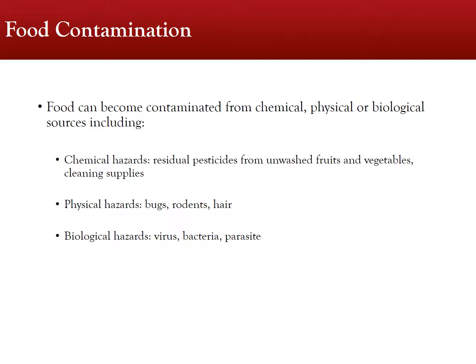Food can become contaminated by chemical, physical, or biological agents. Chemical hazards include residual pesticides on unwashed fruits or vegetables, and cleaning supplies. Physical hazards include anything that gets into food and contaminates it, such as bugs, rodents, or hair. Biological hazards include viruses, bacteria, and parasites. We will now discuss biological hazards in more depth.